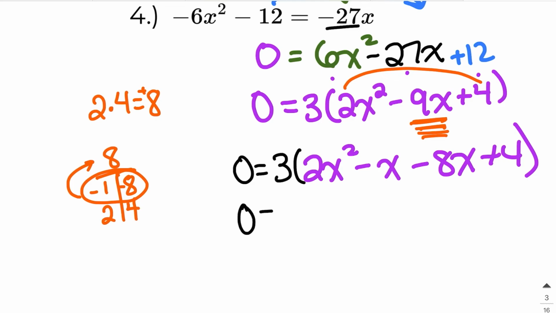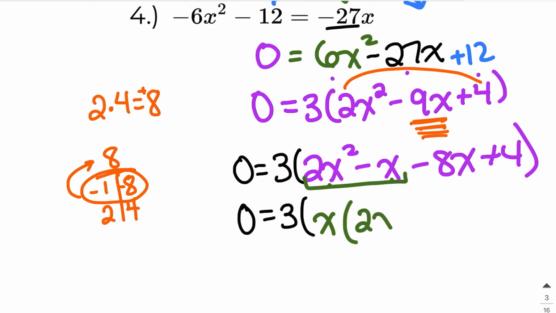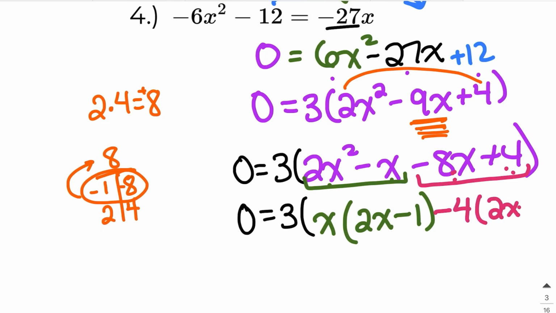Okay, so I get 0 equals 3. Now I have to group a bunch of terms together. So here there is an x in common with both terms, and that's it. When I factor it out, I get 2x minus 1. And then in here, we have a negative value, which means I'm going to factor out a negative, and there is a 4 in common right here. So when I factor it out, I get positive 2x and minus 1. Don't forget to always copy down that 3.